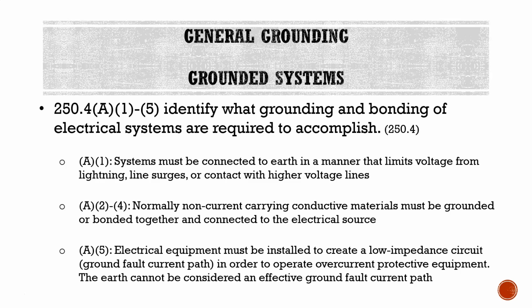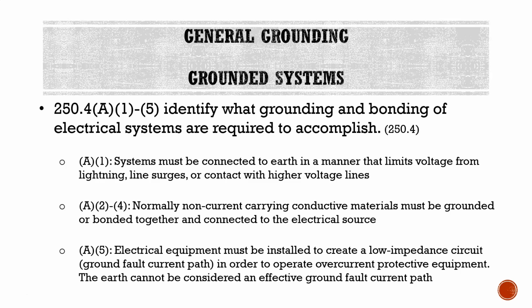The earth cannot be considered an effective ground fault current path. A5, in my opinion, is the most important reason that we ground and bond. It's actually the reason that we ground and bond, and then A1 and A2 through 4 are measures that, if we meet them, allow A5 to operate efficiently.